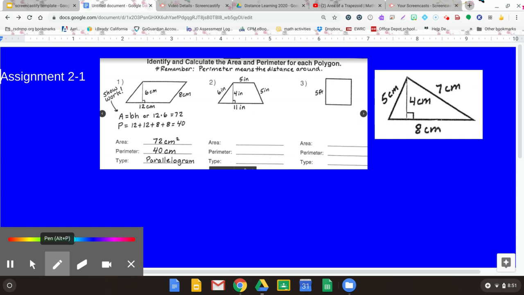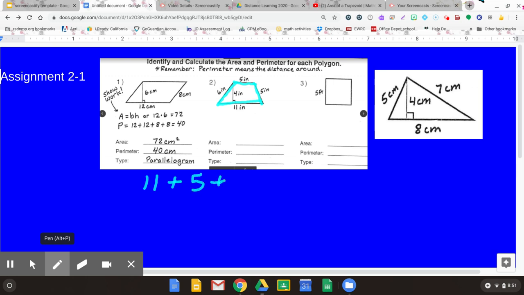The perimeter of the trapezoid is just the measurement of the distance around the outer edge. So I have 11 plus 5 plus 5 plus 6. I have 16 plus 11. I have 27 inches.